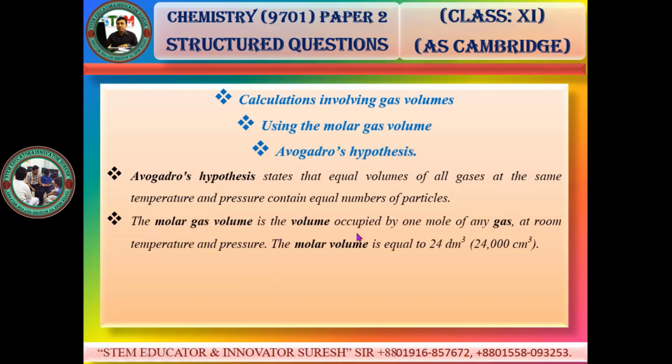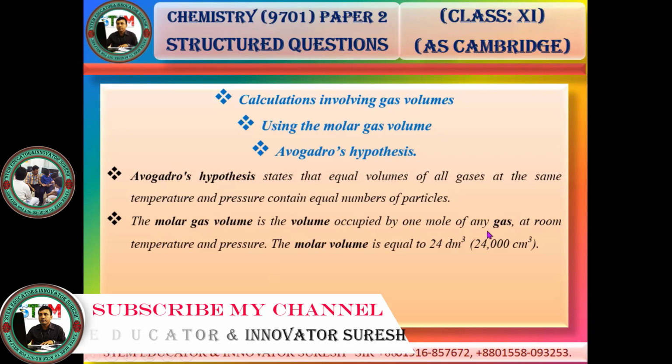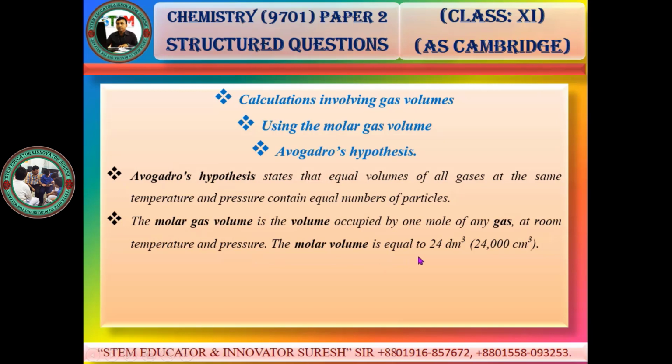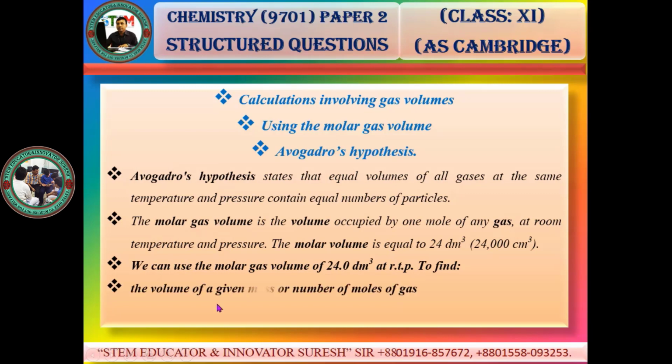The molar gas volume is the volume occupied by 1 mole of any gas at room temperature and pressure, in short RTP. The molar volume is equal to 24 dm cube, or 24,000 cubic centimeter, in a smaller unit. We can use the molar gas volume of 24.0 dm cube at RTP to find the volume of a given mass or number of moles of gas, or the mass or number of moles of a given volume of gas.